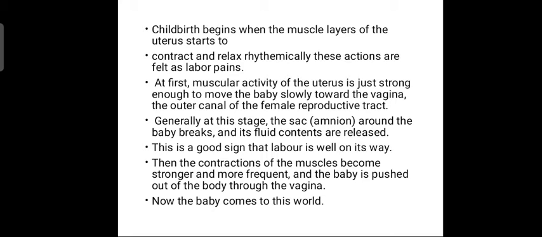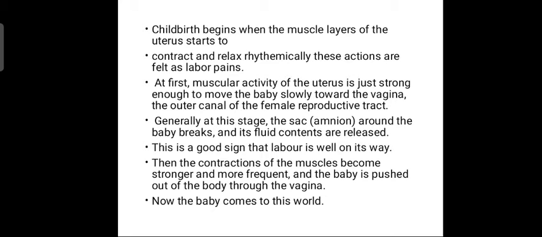Next, how does childbirth begin? How does it start, and how does the baby come out? Childbirth begins when the muscle layers of the uterus start to contract and relax rhythmically. These actions are felt as labor pains. When there is contraction and relaxation of the uterus, it causes pain, and these pains are called labor pains.